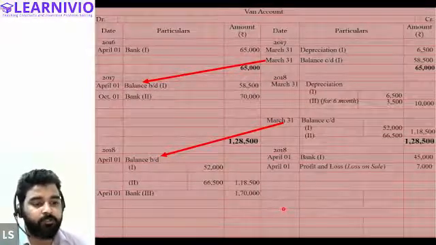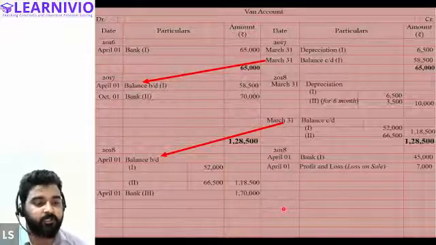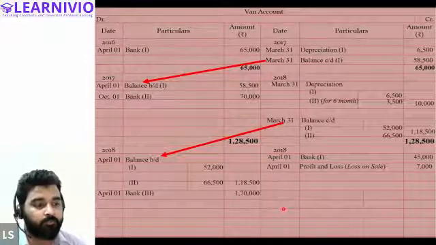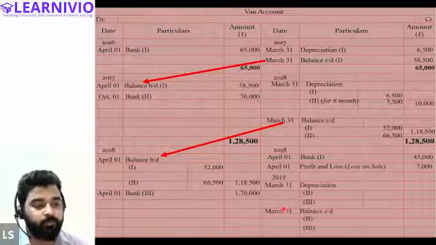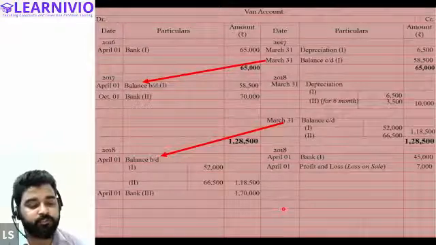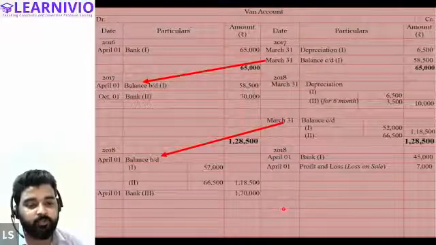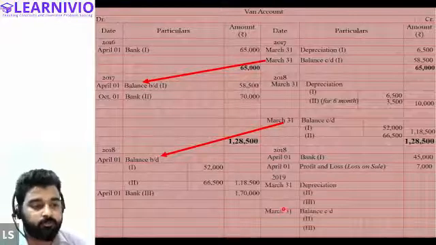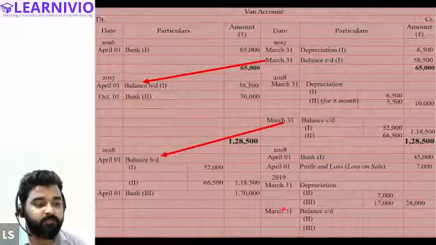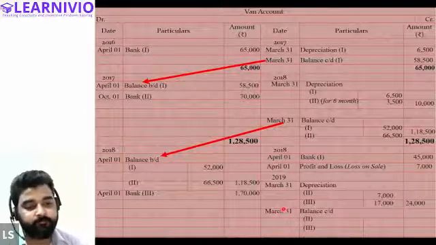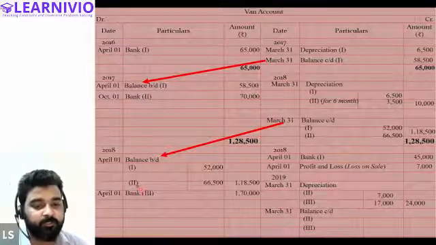Okay. On April 1st, we will calculate the profit and loss on account of the sale of that machinery, and we are having a loss of 7,000. So the loss of 7,000 will be credited to the machine account, and now the final depreciation will be calculated. Depreciation will be applied on the second and third machinery, because the first machine is already sold. The depreciation on the second machinery will be 7,000, and on the third machinery 17,000 for the complete year, because the third machine has been bought at the very beginning of the year.